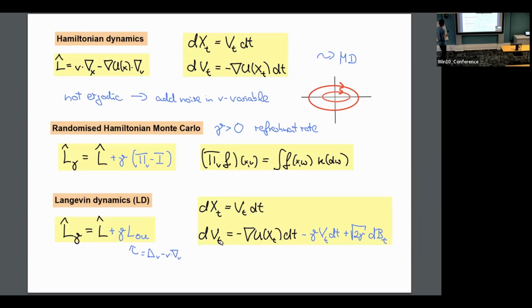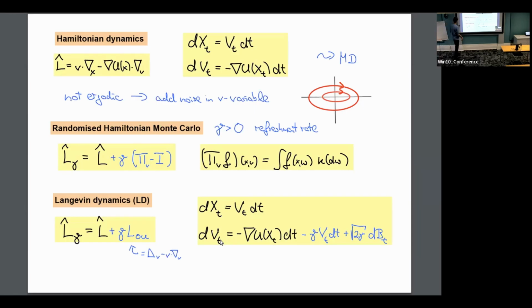Okay, so to make it ergodic, you have to add some noise. And then what you do is you add some noise in the velocity because you want to avoid the random walk behavior. So you add it in the velocity, not in the position. And you can do that in various ways. The easiest way is maybe you wait for some exponentially distributed random time, and then you draw a new velocity uniformly at random.